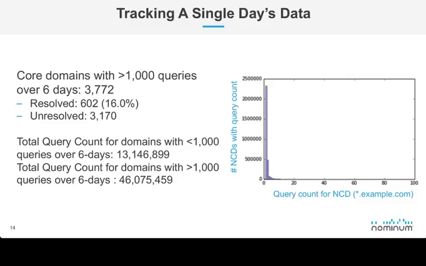And by the way, if you count all the queries produced by the new core domains, just these 3,000 out of 3 million produced the majority of the queries over the week. It doesn't mean that the rest are not important. It's just that we zeroed in for this analysis on the popular ones.